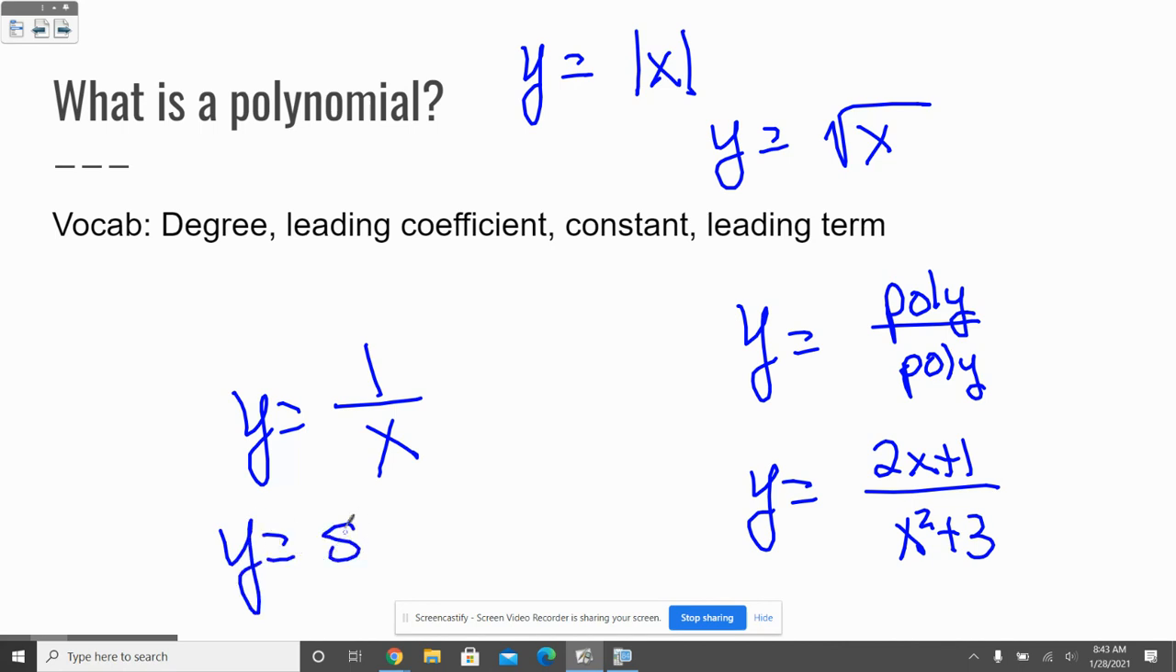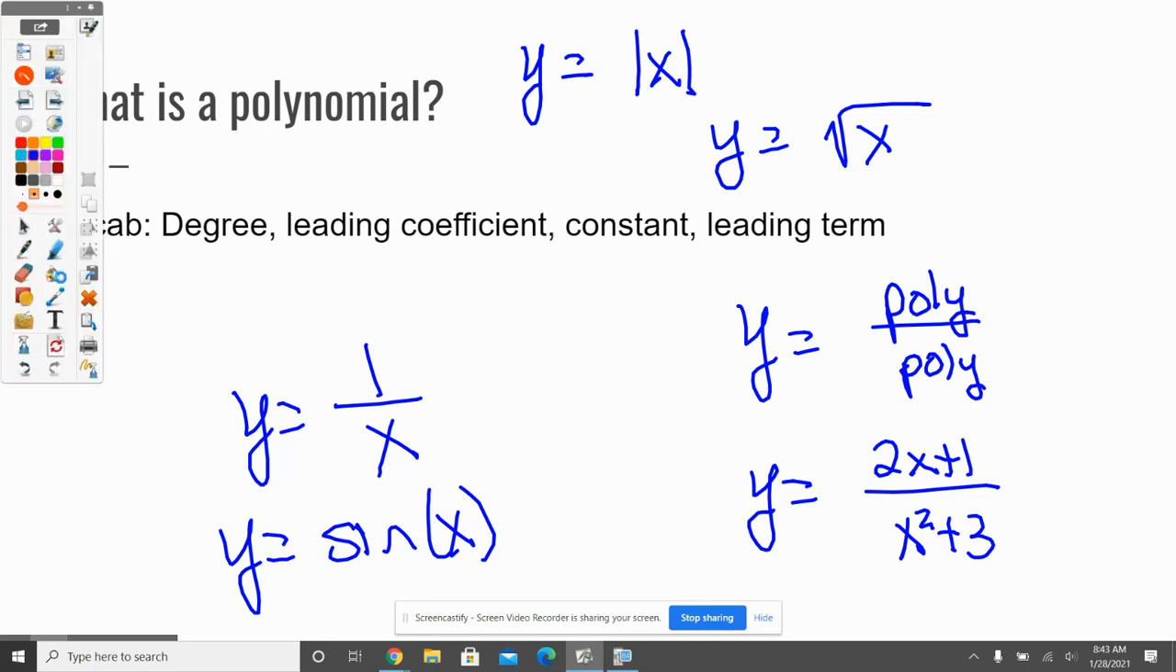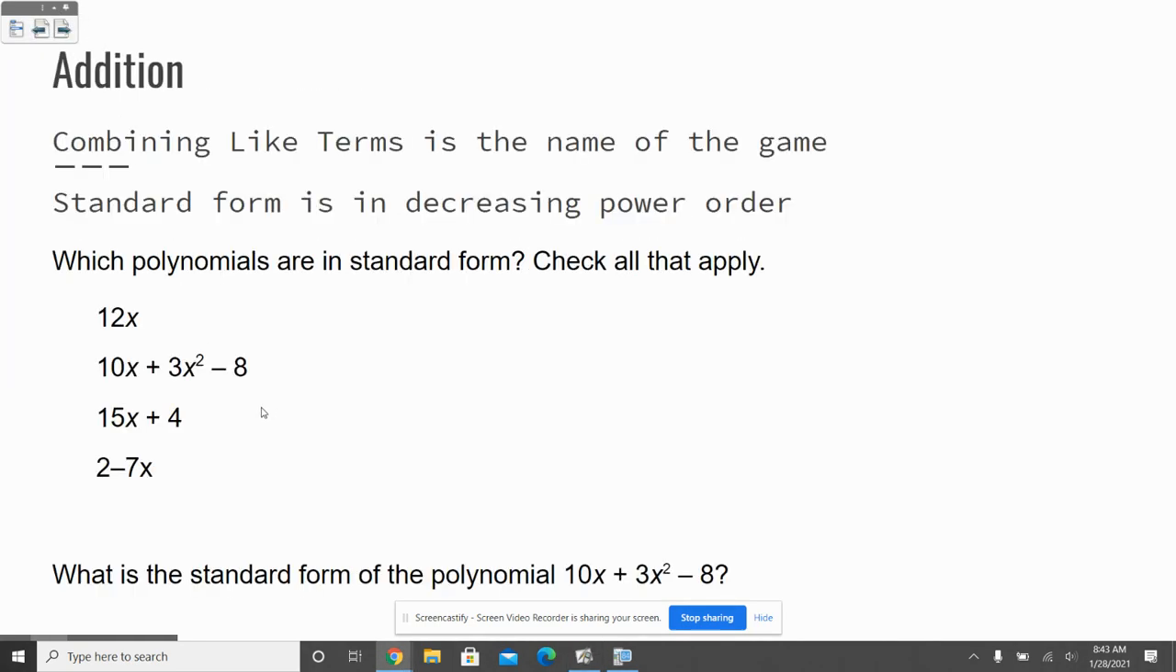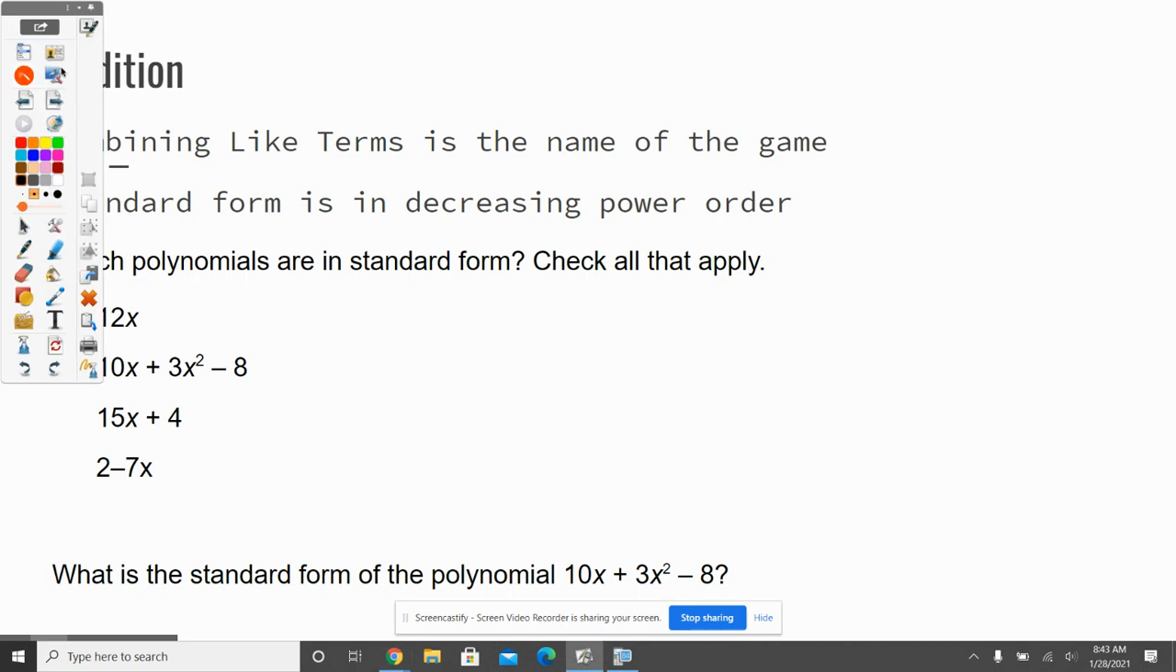We have things called sine and cosine curves that you'll learn about next year. Those are not polynomials either. It really has to follow that form: a number x to some power. But most of your experience thus far really is with polynomials. Okay, so we can do things with polynomials.